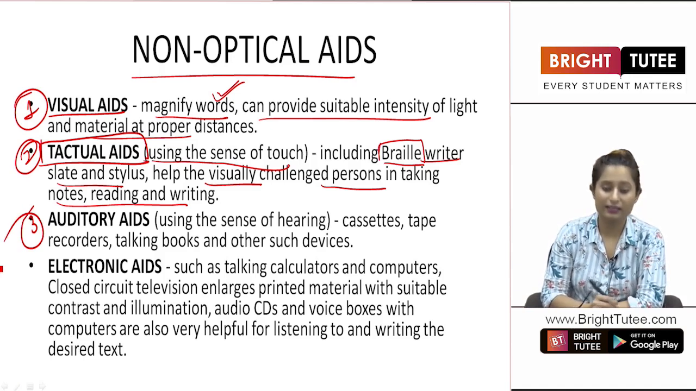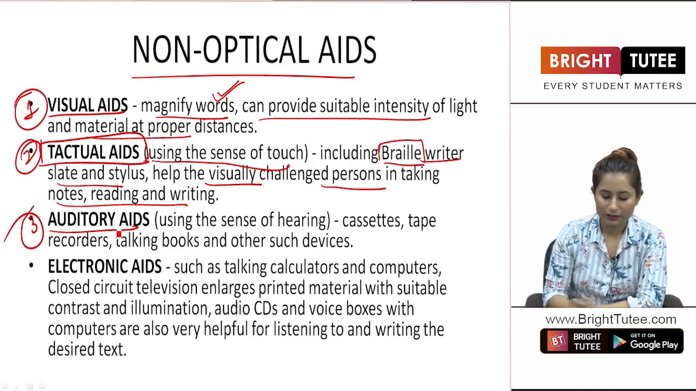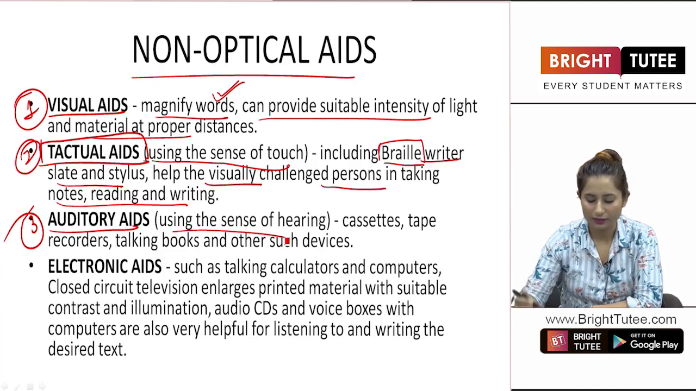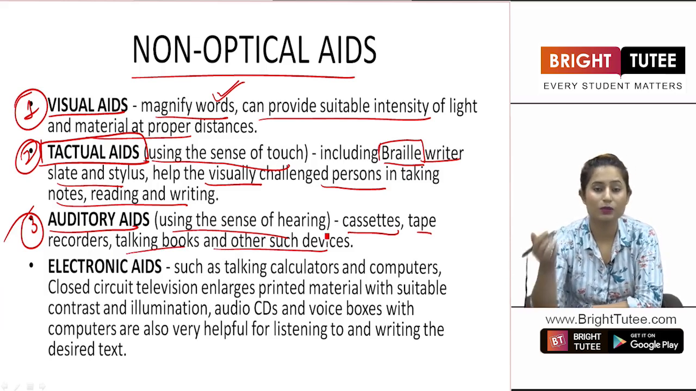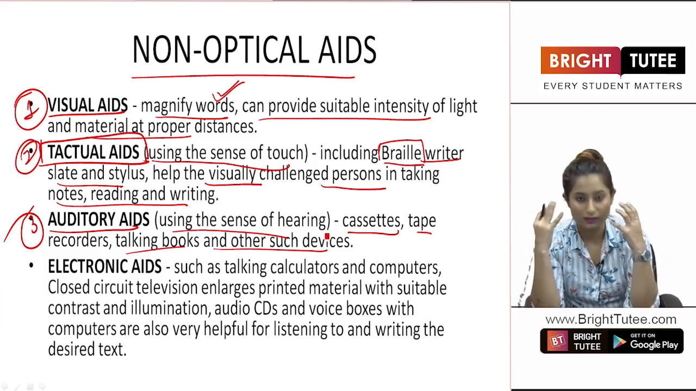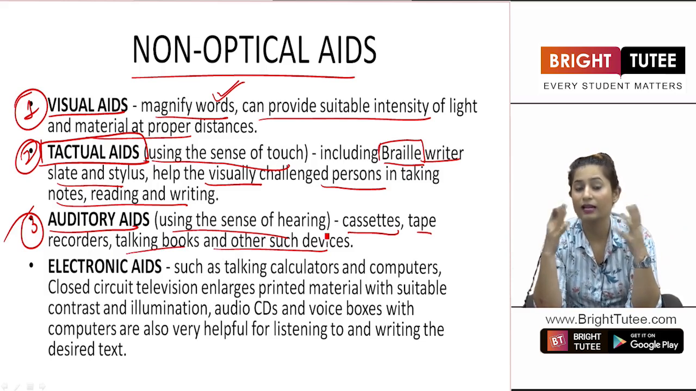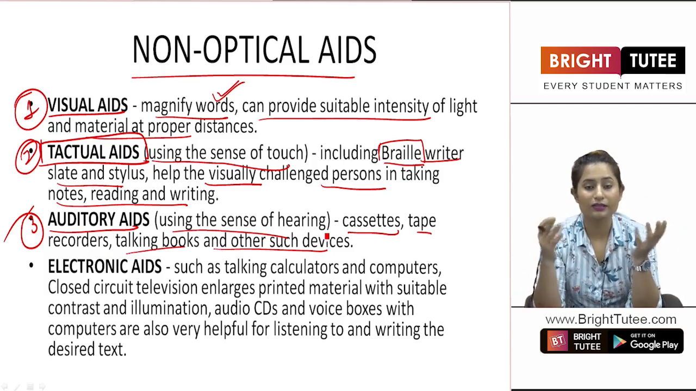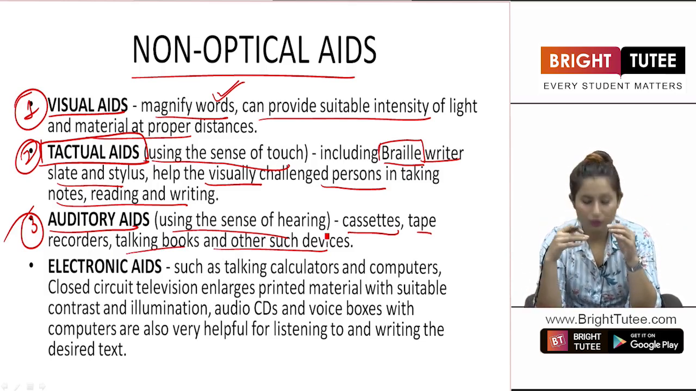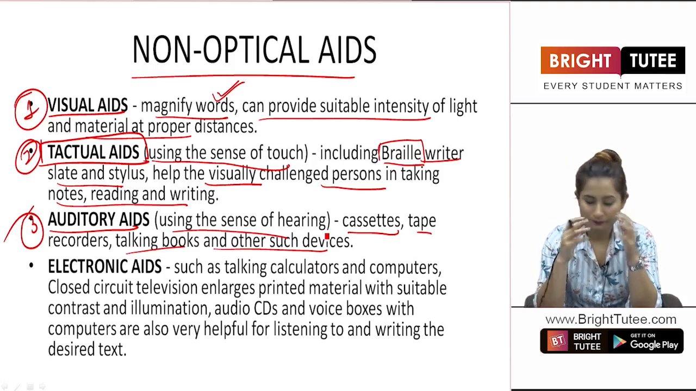The third kind of aid is auditory aids, using the sense of hearing, right? There are cassettes, tape recorders, talking books and other such devices which basically make the person hear. So by hearing the person can learn different languages, different alphabets, right? So this is how auditory aids are also helpful.